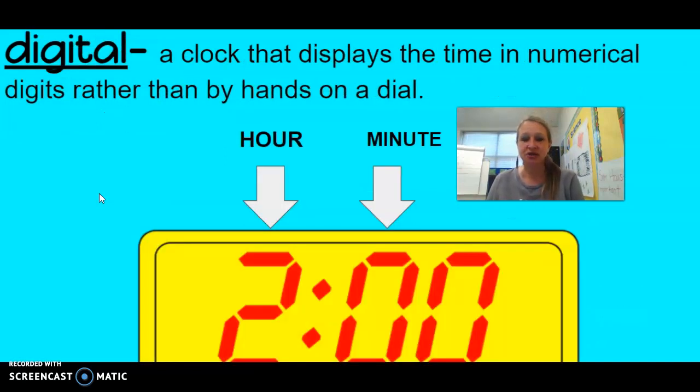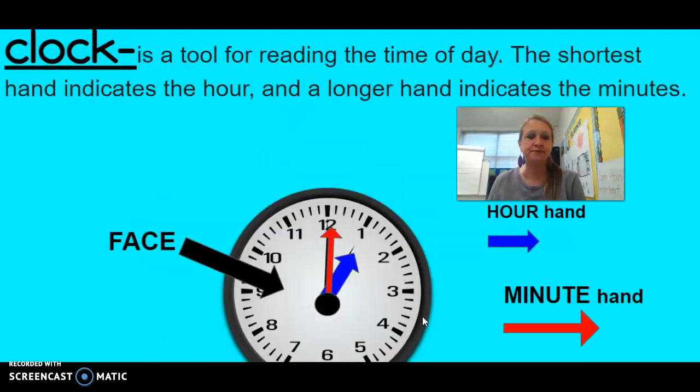Digital, say digital. A clock that displays the time in numerical digits rather than by hands on a dial. The hour is on the left and the minute is on the right. Clock, say clock. A clock is a tool for reading the time of day. Face, say face. A face is the round part with the numbers and hands on a clock.